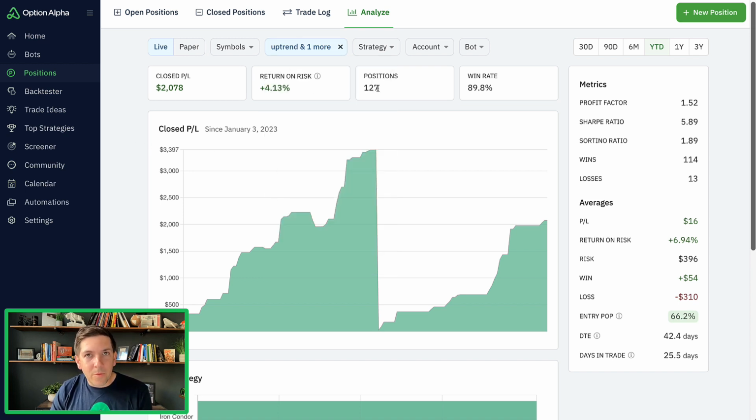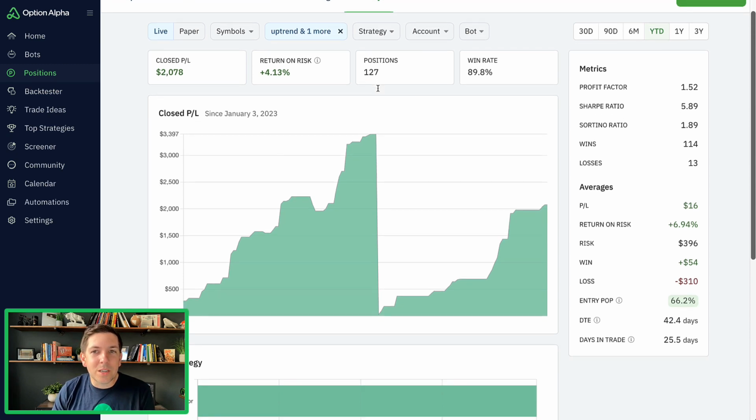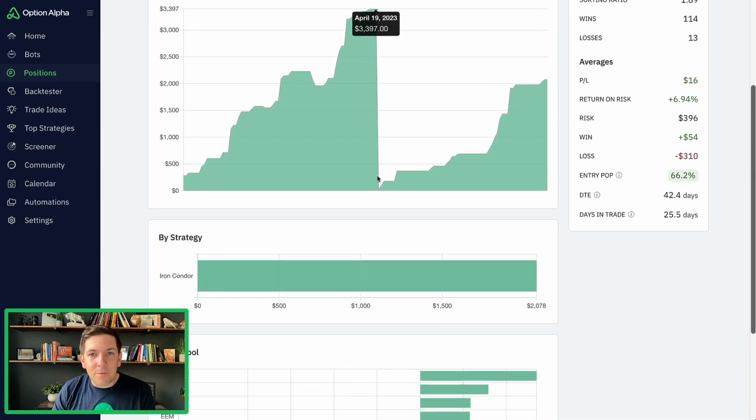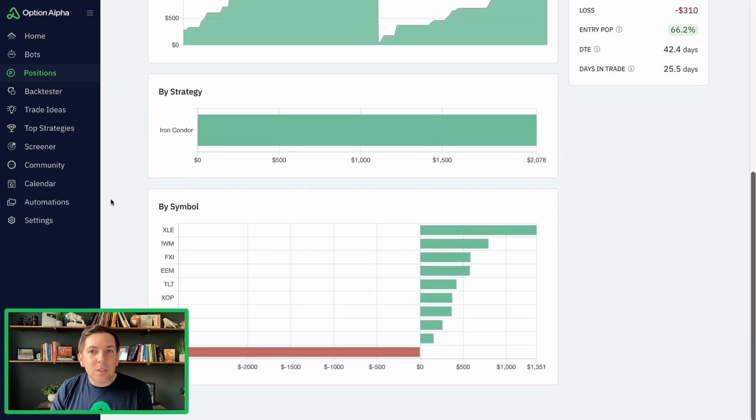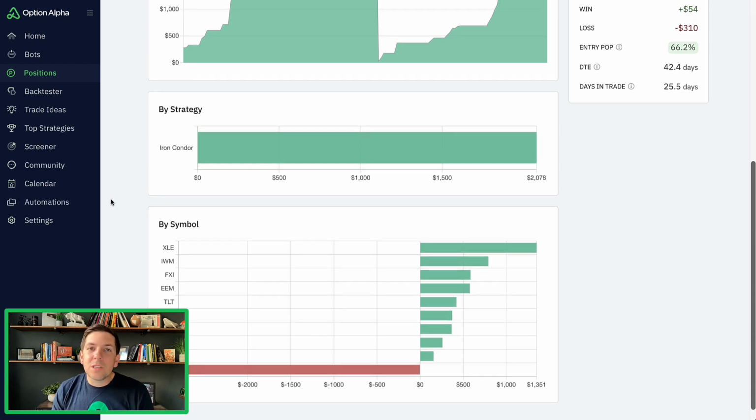So roughly the same number of positions, great win rate, did have a nice big drawdown at one point, but then the portfolio recovered. So maybe that was a couple positions that went really bad. And most of these were actually iron condors. So this is significantly different. I did better in an uptrend or weak uptrend doing wide iron condors than I did in a strong uptrend trying to play that momentum move with short put spreads.